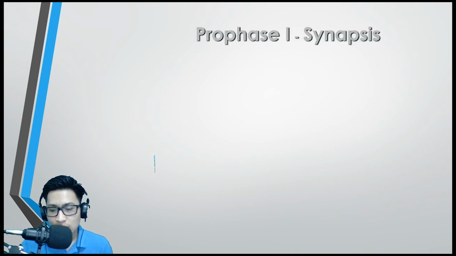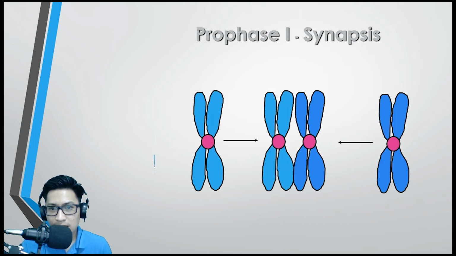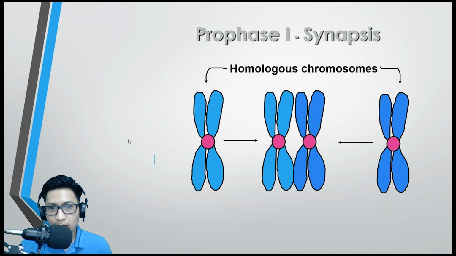During synapsis, as we have discussed in prophase 1, the synapsis happens in prophase 1. What is synapsis? It is the coming together of two homologous chromosomes that will form a tetrad. Now, what is a tetrad? These are the two homologous chromosomes. Okay? The other one is from the paternal, which was duplicated. Ito yung present.